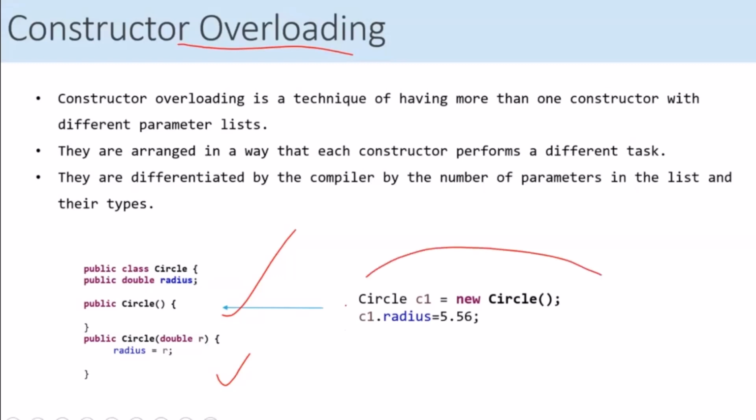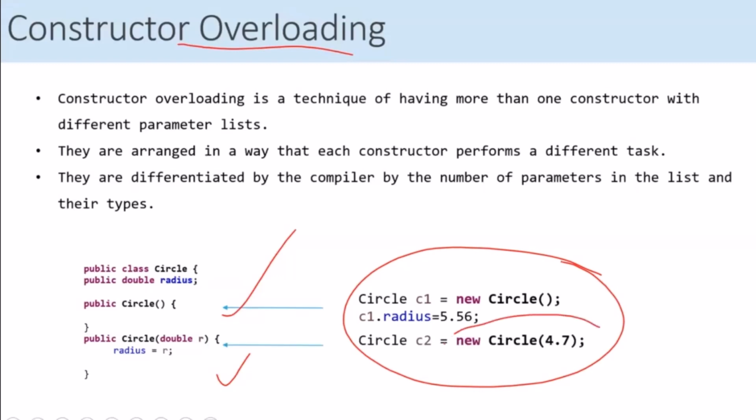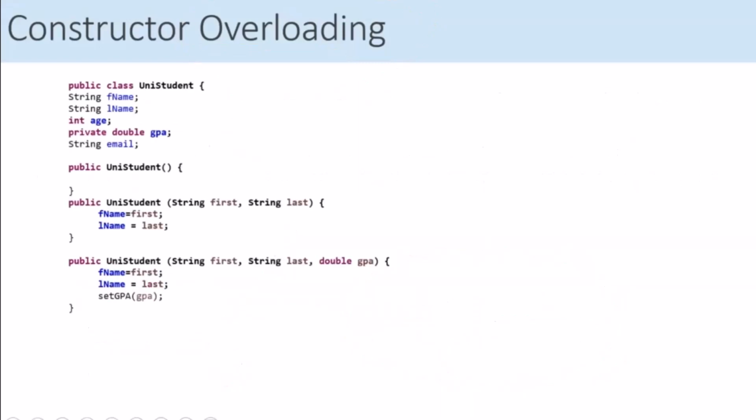Is this gonna work now in this class? Yes. Is this gonna work now? Okay, fine. What do we call this when we have multiple constructors? Overloading. Look at university student now. First one is parameterless, right? Second one takes, and third one takes what?